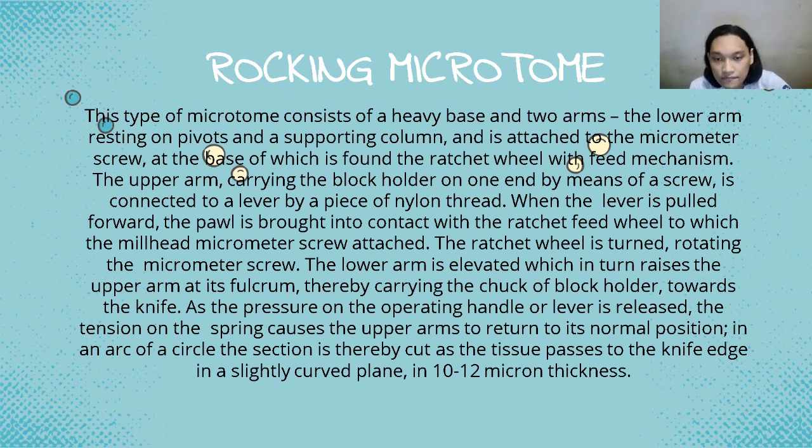The ratchet wheel is turned, rotating the micrometer screw. The lower arm is elevated, which in turn raises the upper arm at its fulcrum, thereby carrying the chuck or block holder towards the knife. As the pressure on the operating handle or lever is released, the tension of the spring causes the upper arm to return to its normal position. In an arc of a circle, the section is thereby cut as the tissue passes the knife edge in a slightly curved plane, in 10 to 12 micron thickness.